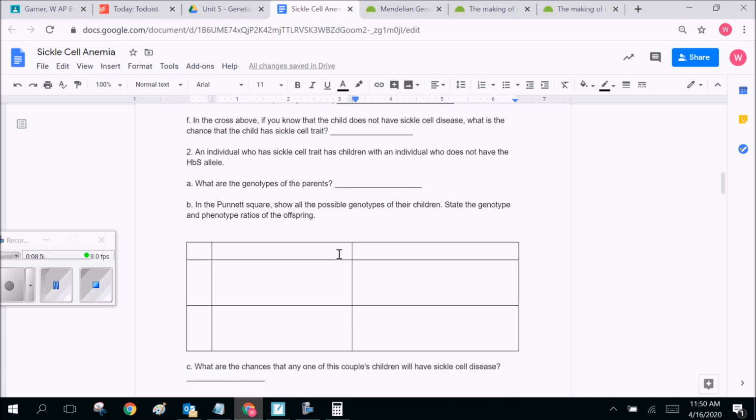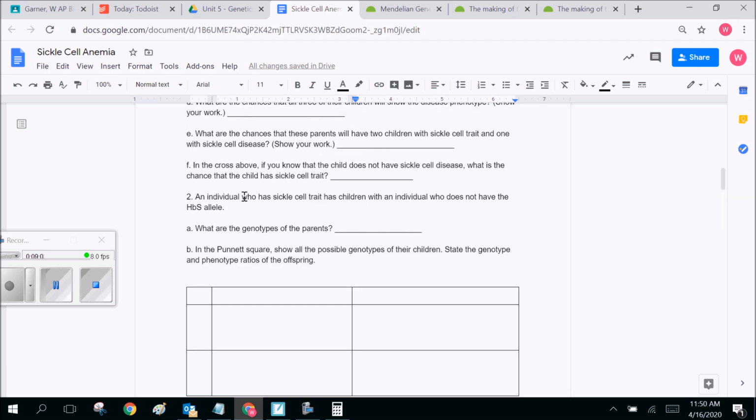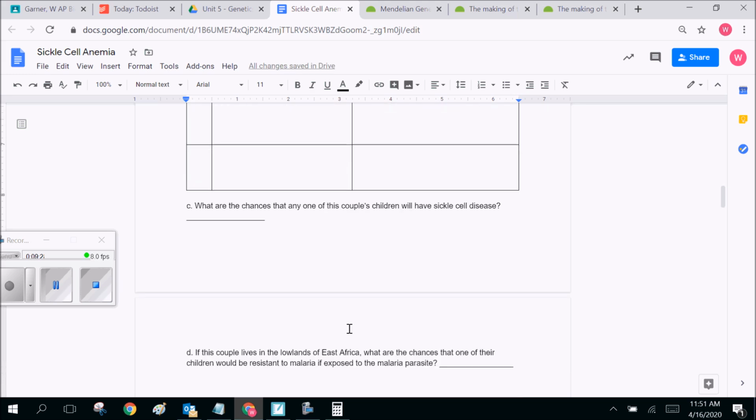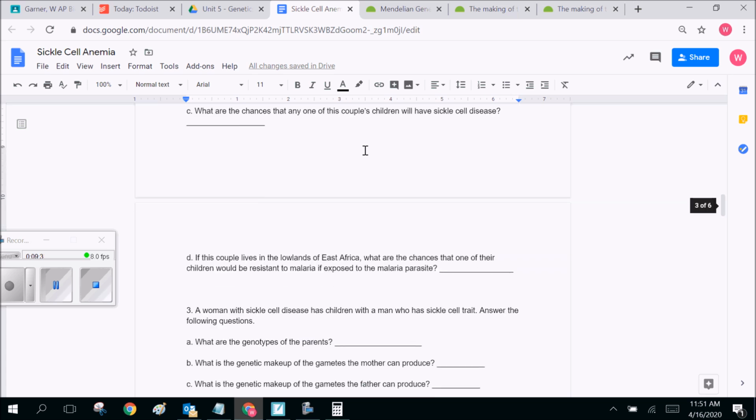Now, in the Punnett square, show all possible genotypes of the children. So let's look at 2. An individual who has a sickle cell trait has children with an individual who does not have the allele at all. So essentially what it's saying is we have a heterozygote because they have the trait, and we have a homozygote normal, or big A over here. And so that's the genotypes of the parents, right, is that we have an AS times an AA? And then that's going to give us our Punnett square. I'll let you solve that using what we've just learned.